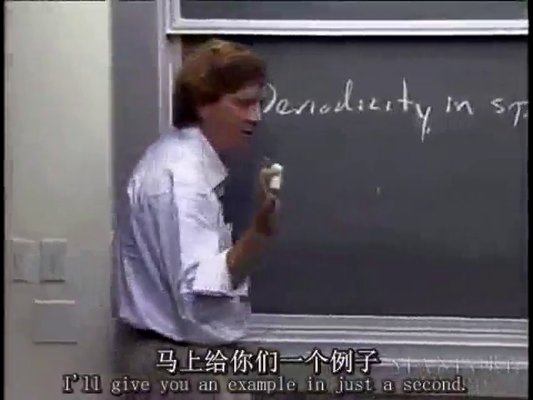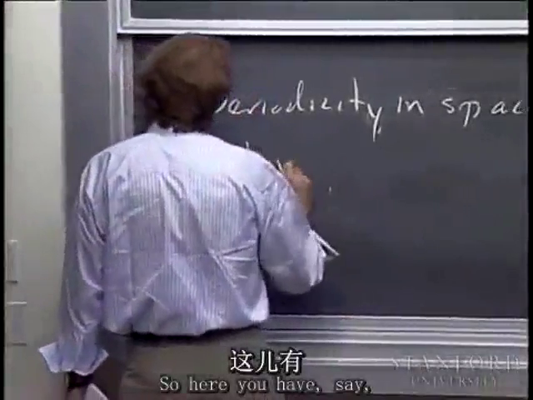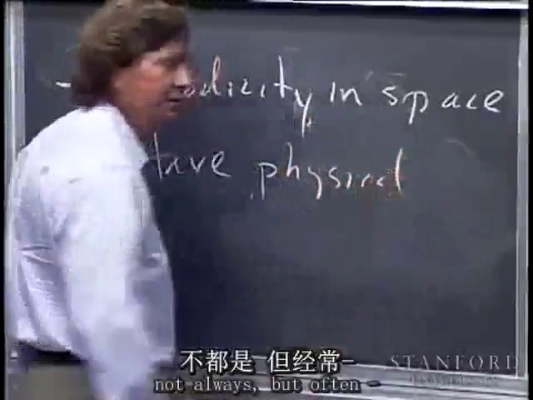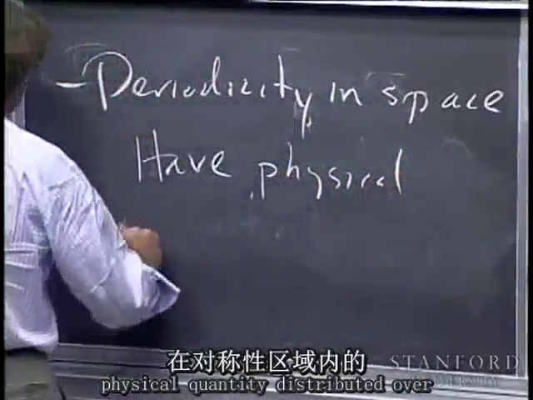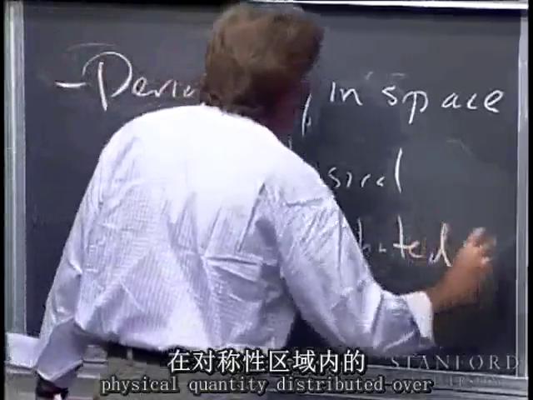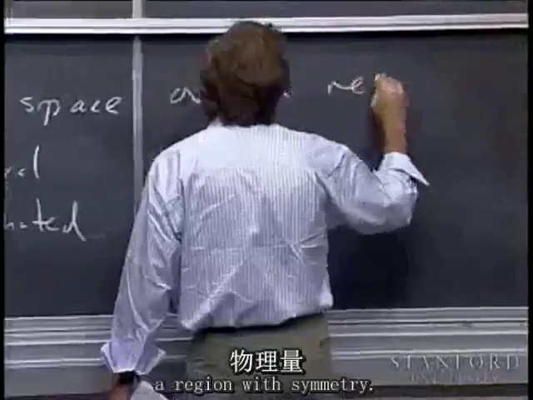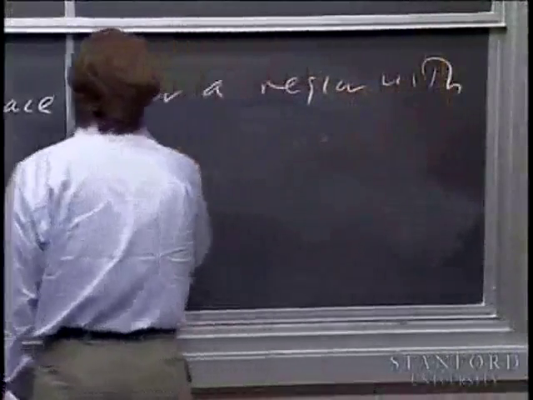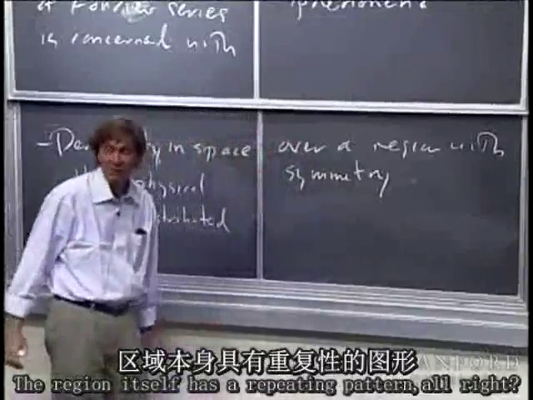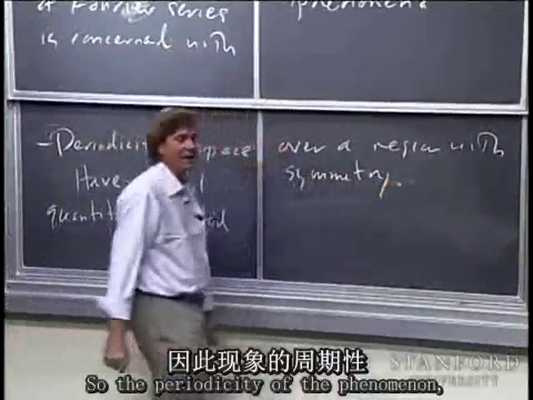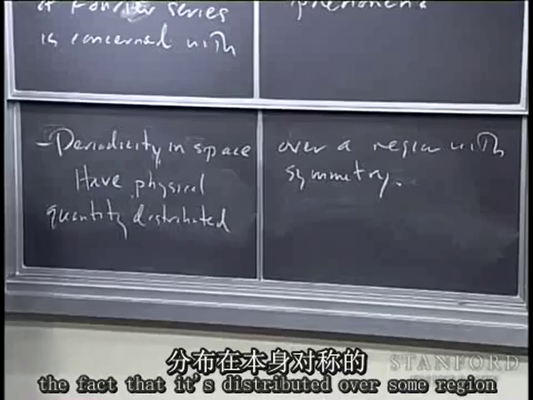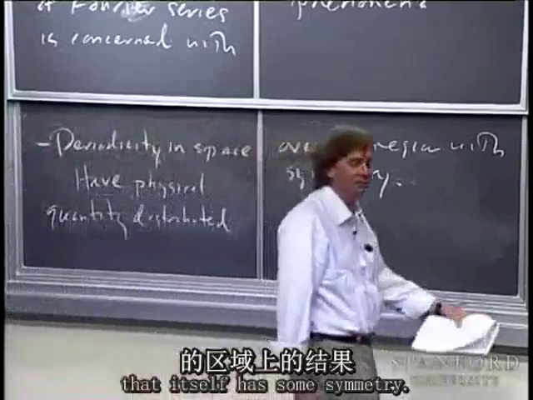So it's often the case. I'll give you an example in just a second. So here you have, say, some physical quantity, not always, but often, physical quantity distributed over a region with symmetry. The region itself repeats. All right, the region itself has a repeating pattern. So the periodicity of the phenomenon, the periodicity of the physical quantity that you're measuring, is a consequence of the fact that it's distributed over some region that itself has some symmetry.